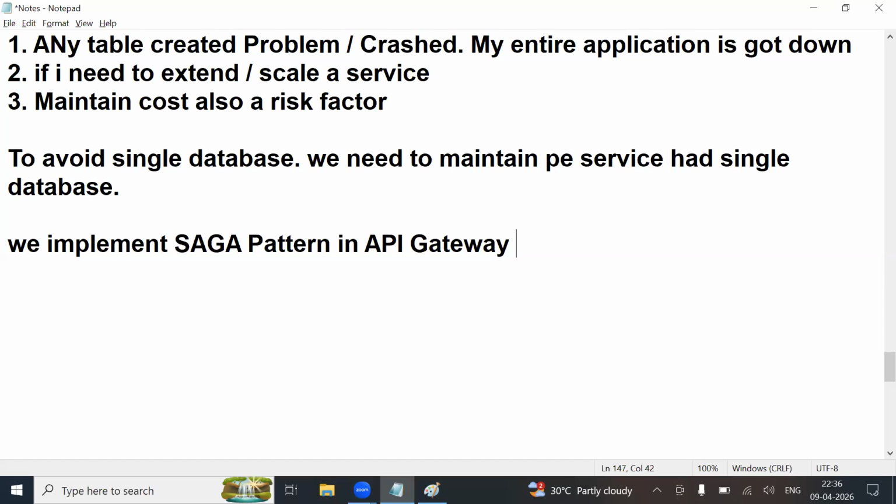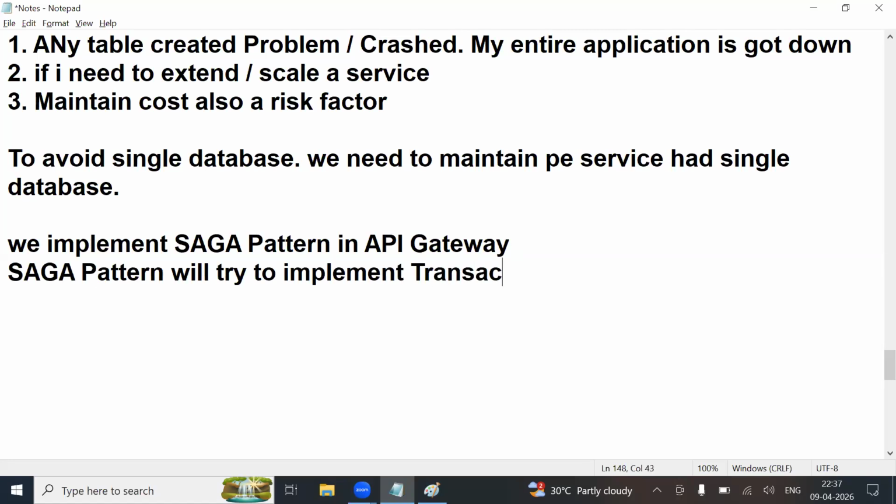Yeah. Saga pattern. Tomorrow we are going to detail about this Saga pattern. Basically, Saga pattern will try to implement transaction on every individual service. Do you understand my point? Yes.